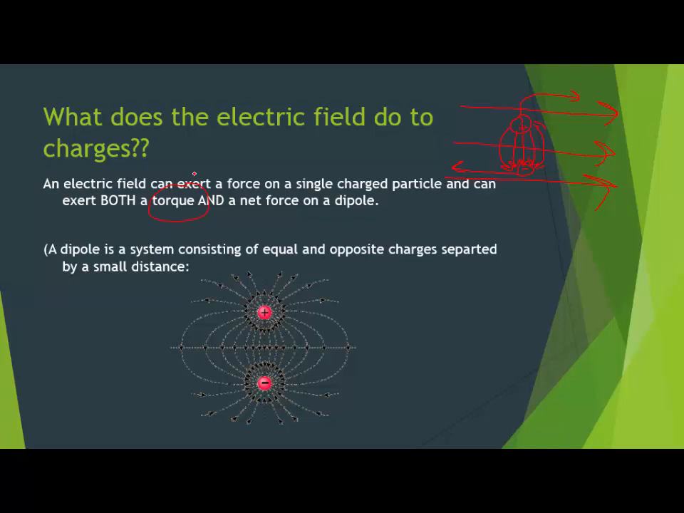We're not going to talk too much about what that torque is or how to calculate it. Just understand that it happens. That if I put this dipole in an electric field, this phenomenon, this spinning, would occur.